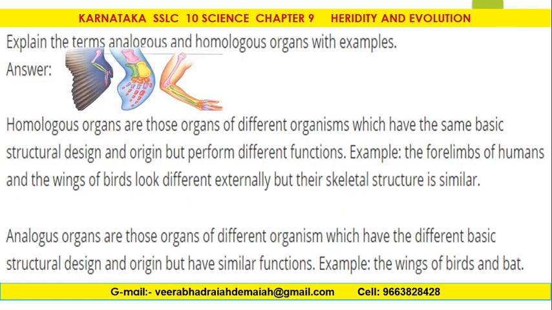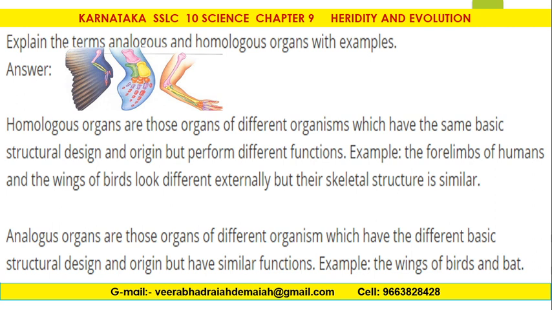Explain the terms analogous and homologous organs with examples. Homologous organs are those organs of different organisms which have the same basic structural design and origin but perform different functions. For example, forelimbs of humans and the wings of birds look different externally, but the skeletal structure is similar. That's why it's called homologous.